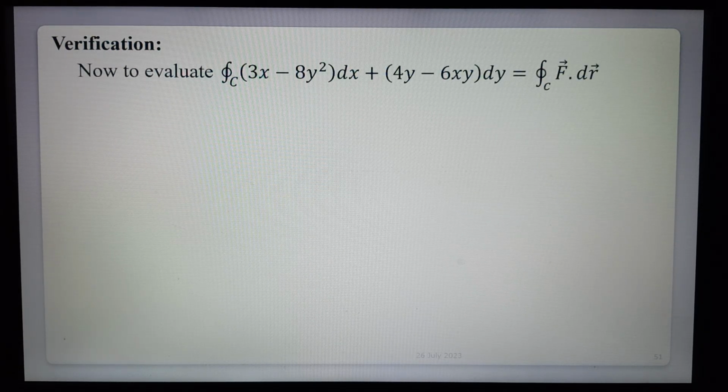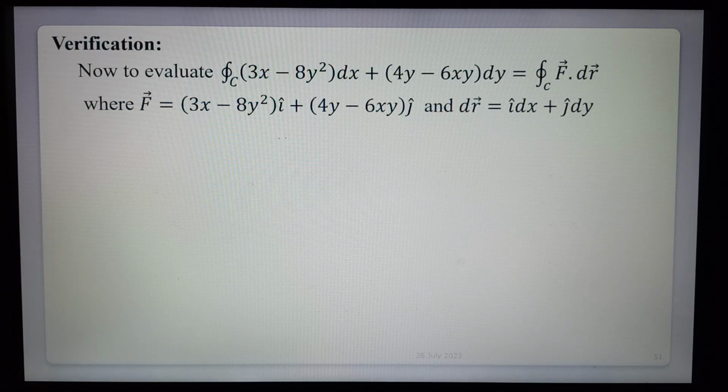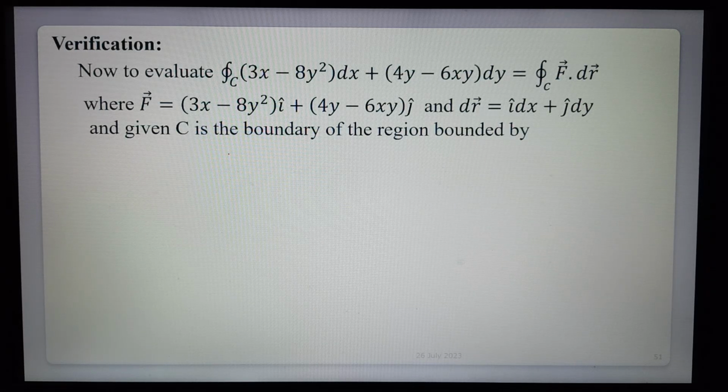Now to evaluate this line integral, that is equal to the integration over C of F bar dot dr bar, where F bar is equal to (3x minus 8y square) i plus (4y minus 6xy) j, where dr bar is equal to i dx plus j dy. And given C is the boundary of the region bounded by x is equal to 0, y is equal to 0, and x plus y is equal to 1.